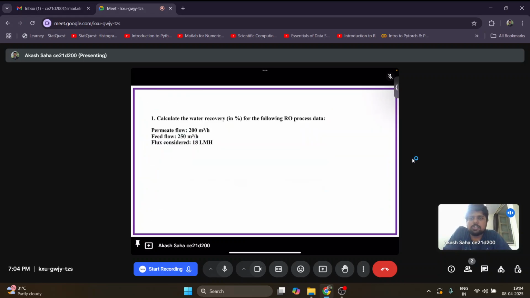So starting with the first question, the first question says to calculate the water recovery in percentage for the following RO process data. Here we have been given the permeate flow, which is around 200 meter cube per hour, the feed flow, which is around 250 meter cube per hour, and the flux considered is 18 liters per meter square per hour. So we have to calculate the water recovery. I'll wait for some time for you to solve, then I'll give the solution.